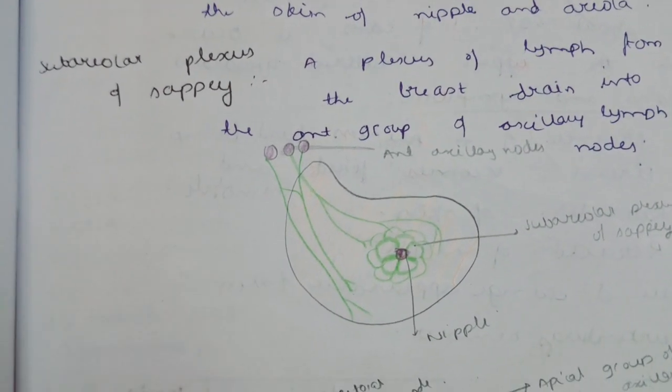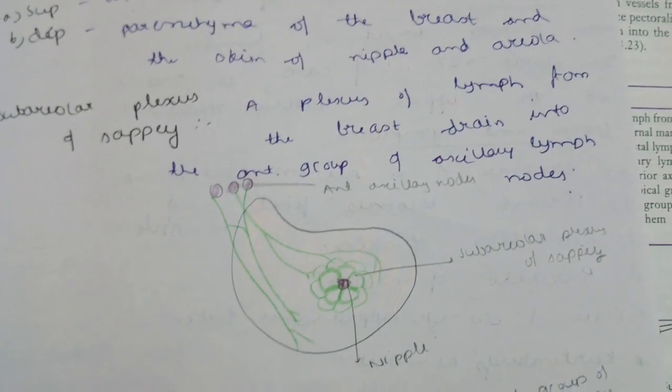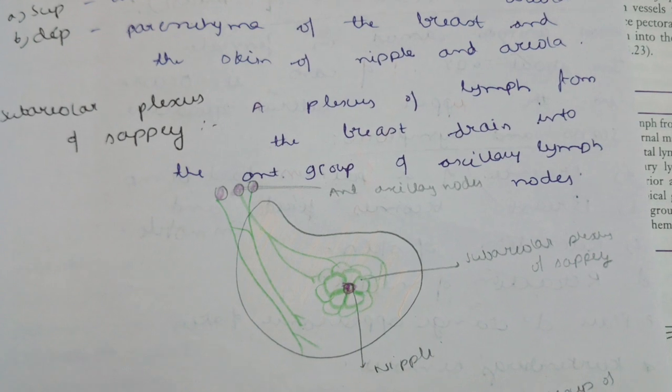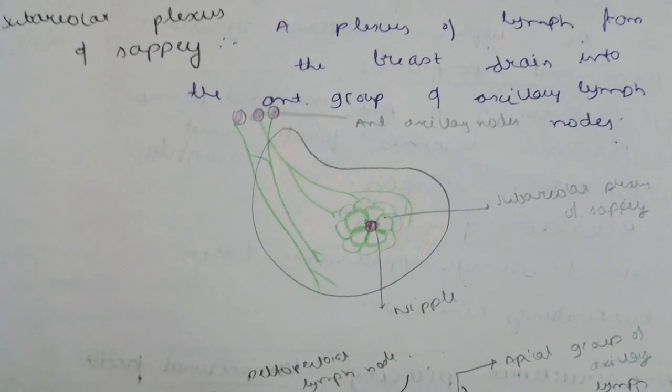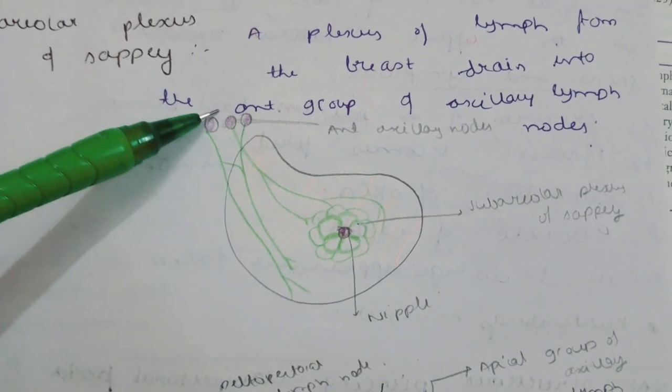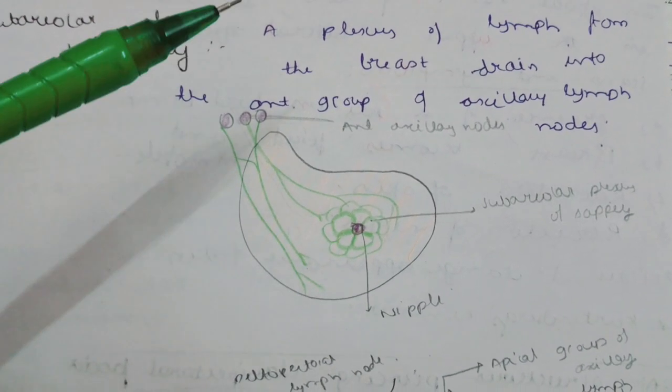Now let us see the subareolar plexus of Sappey. A plexus of lymph vessels from the breast drains into the anterior group of axillary lymph nodes. This is the subareolar plexus of Sappey around the nipple, and it drains into the anterior group of axillary lymph nodes.